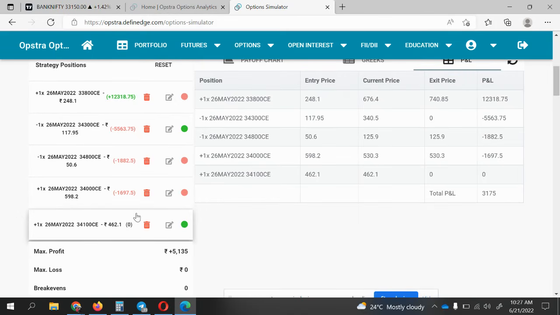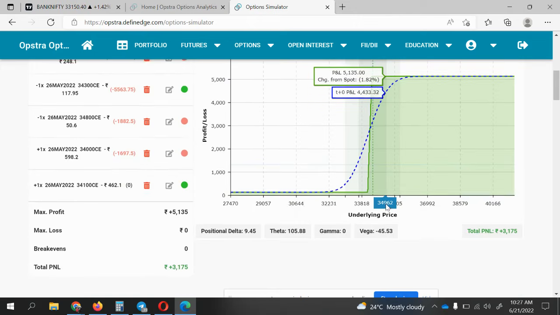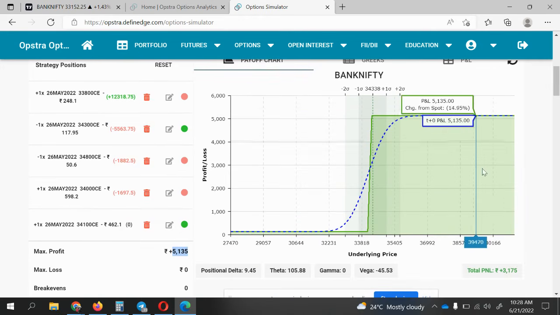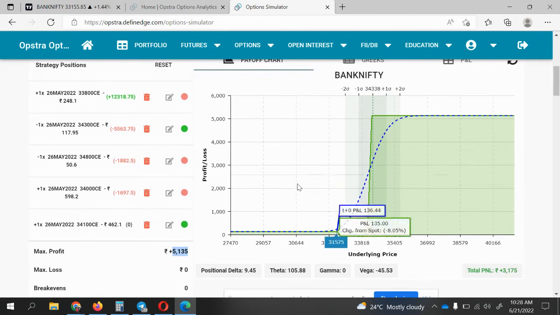So now we were able to convert our ratio spread to a debit spread. Let me take you back to Opstra, to your payoff. Now you have 3,000 already. You're at a profit of 3,175. Your downside is very minimal loss, not even a loss. You will even get into profit, and you still have potential of 5,135. Right now, your trade has become green from either side.